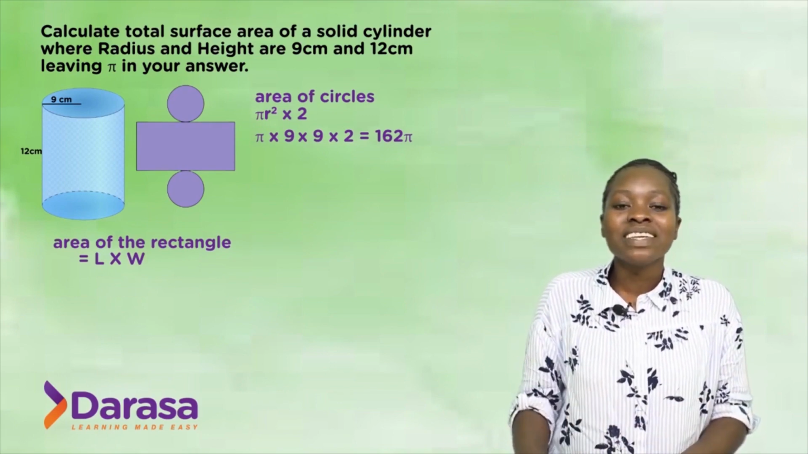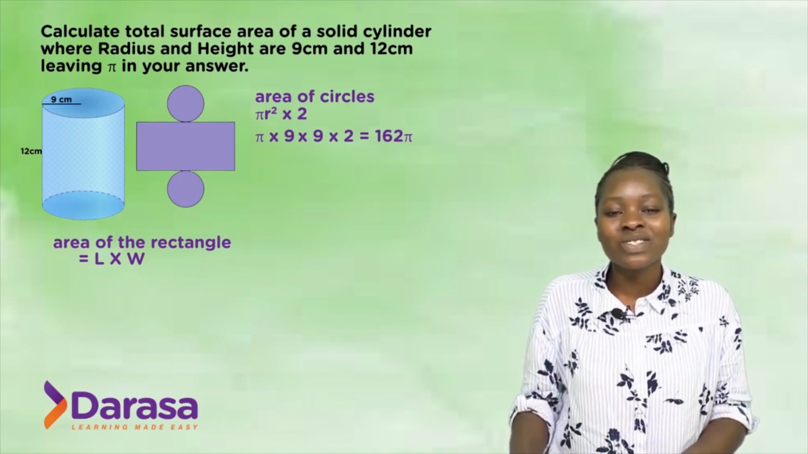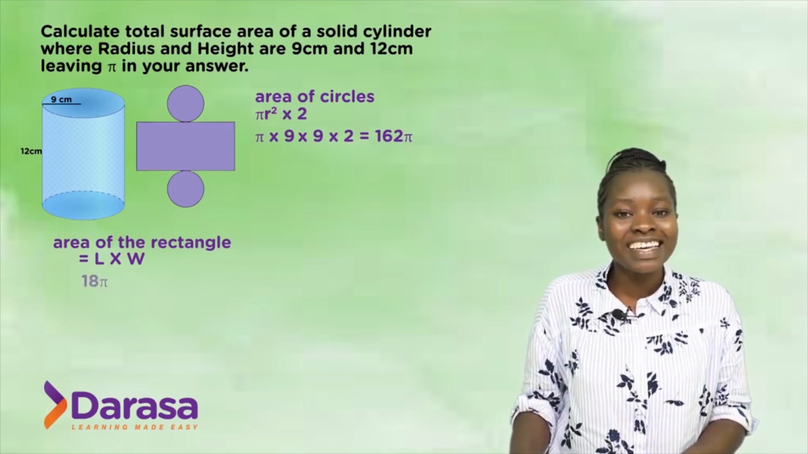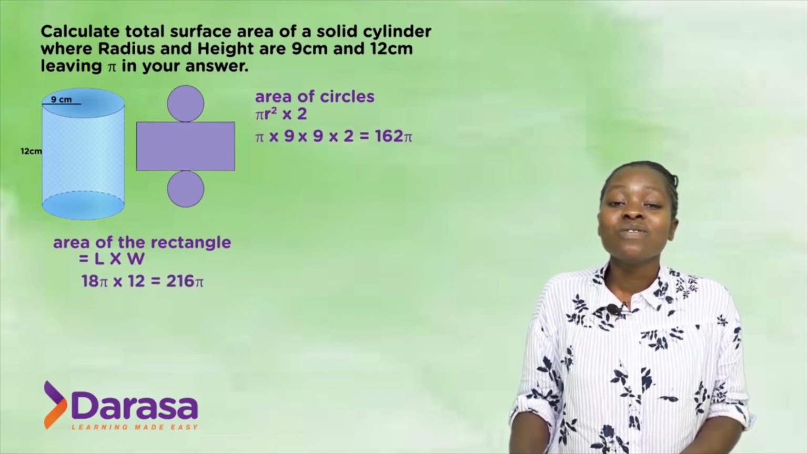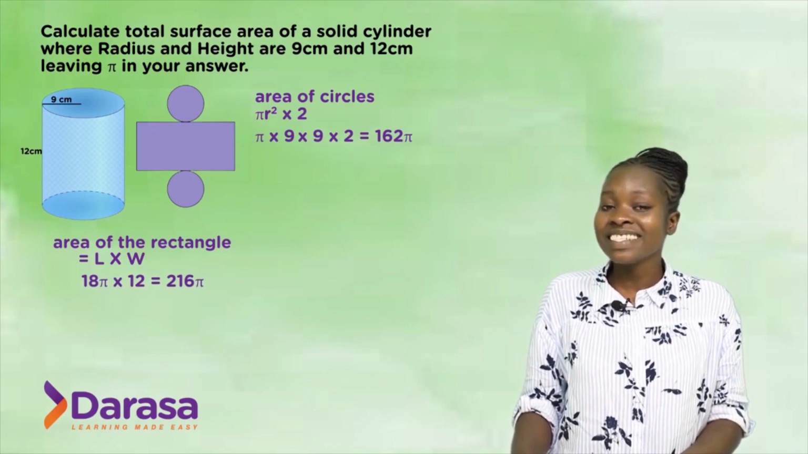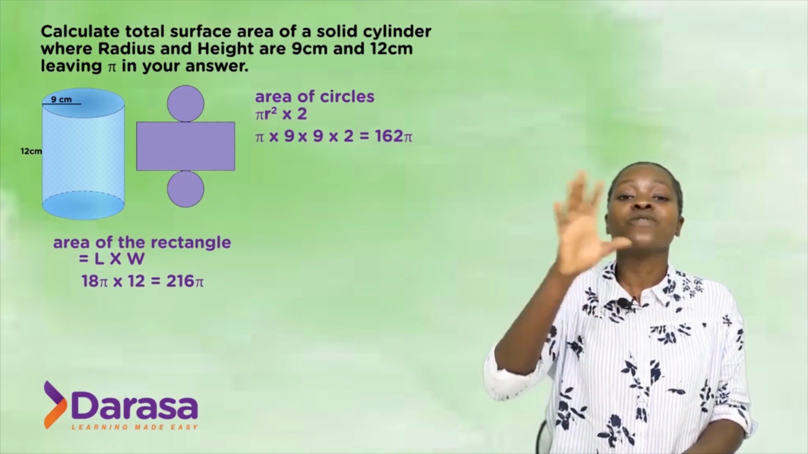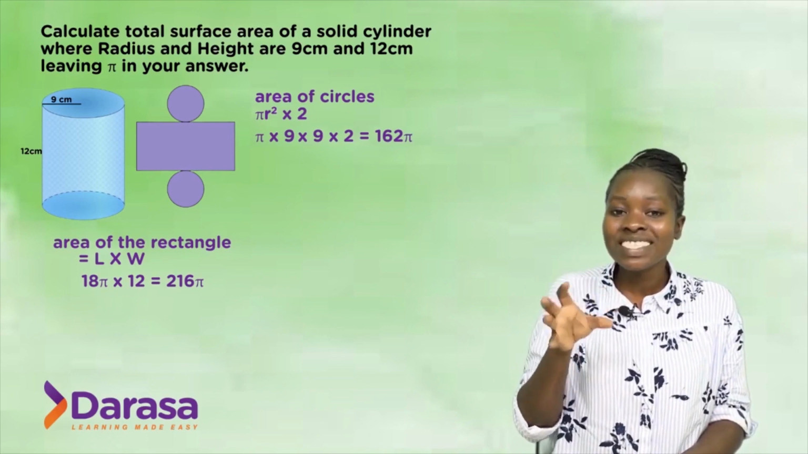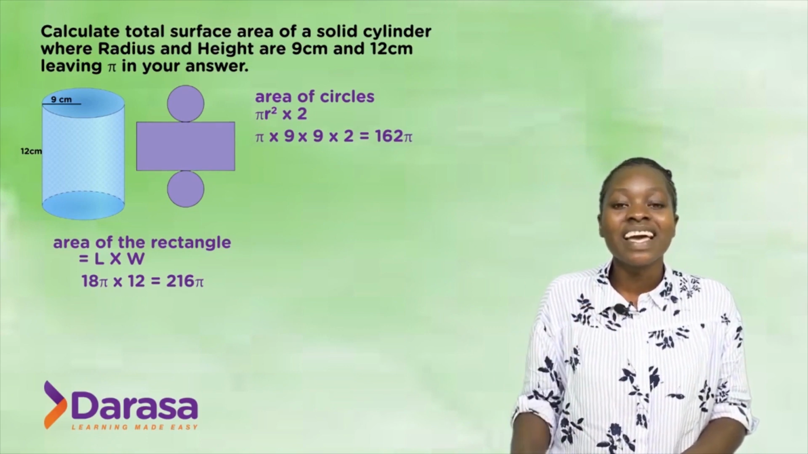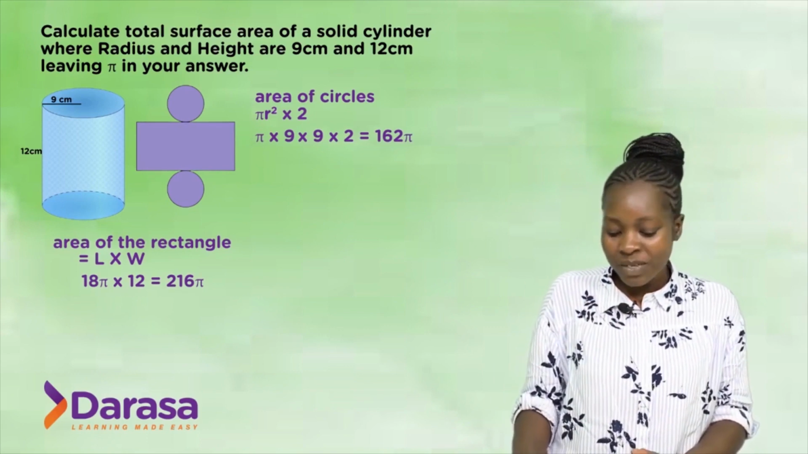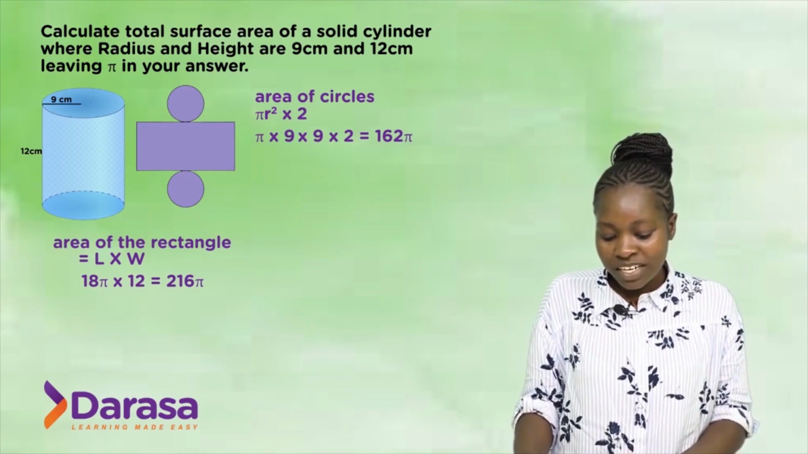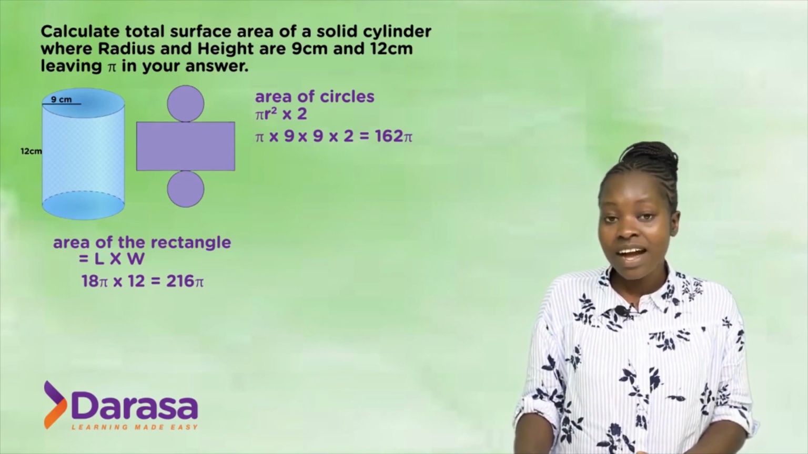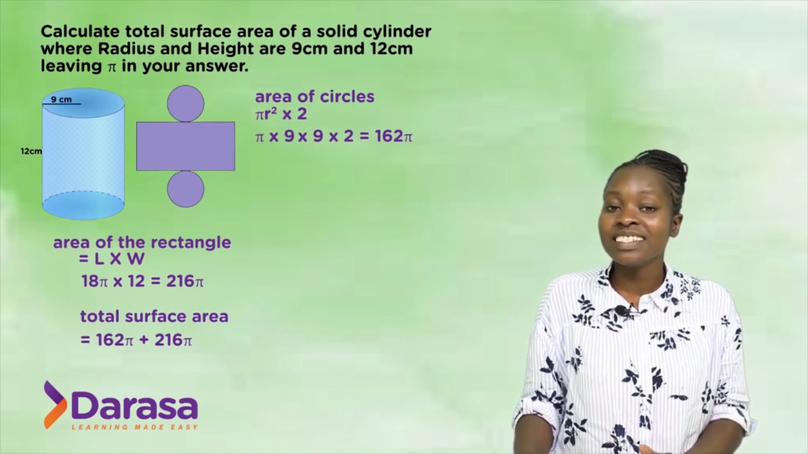So finding the length, it will be pi d. So we have 18 pi. Now, we're looking for the surface area, and surface area entails having the areas of all the sides. So now we're going to add the areas of the circles and the area of our rectangle, and then we find our surface area. So adding them, we're going to find our surface area as 378 pi.